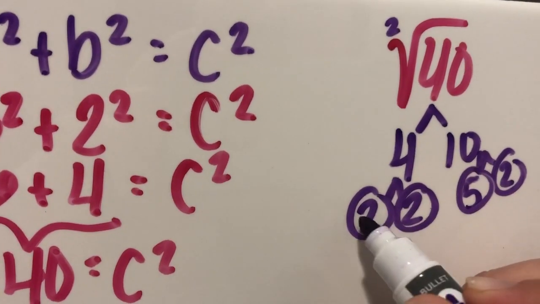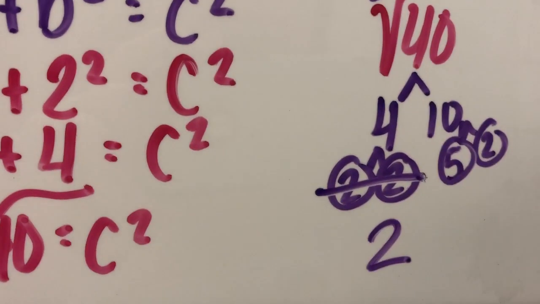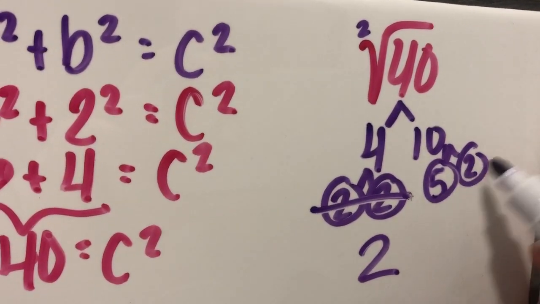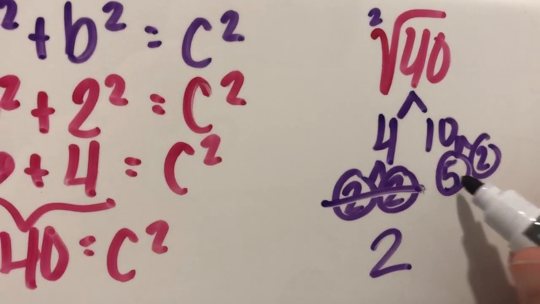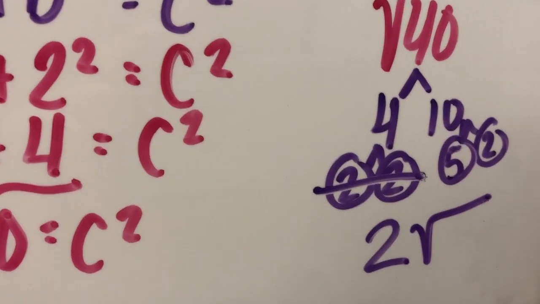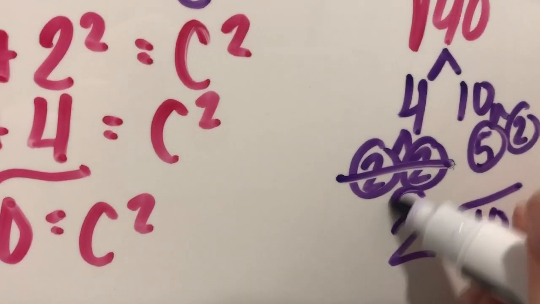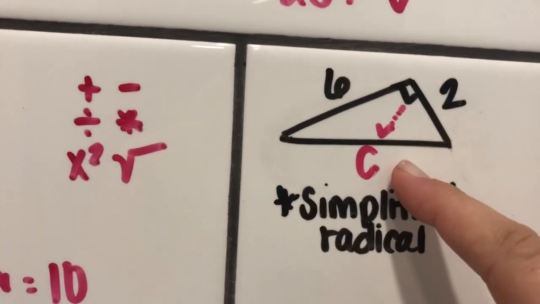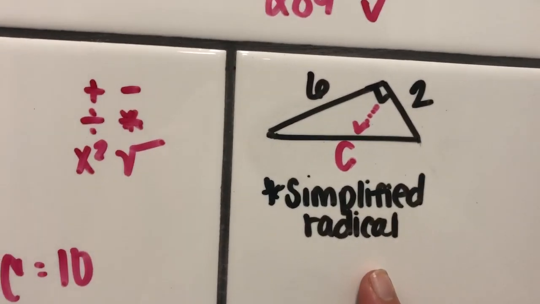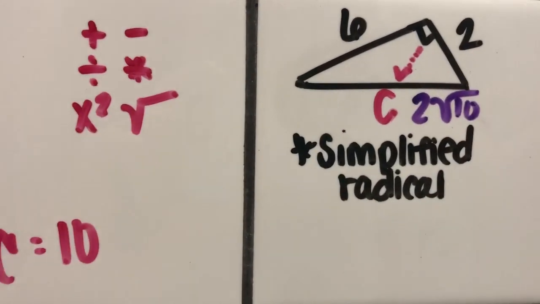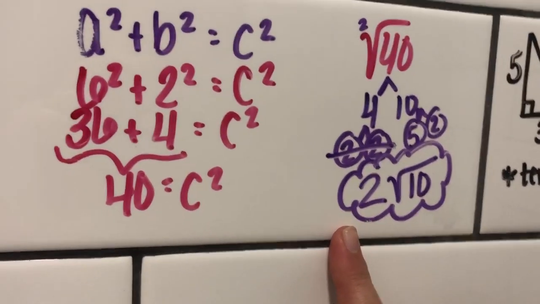I need pairs of 2. I need friends to play outside. So I have a 2 that can come outside. I have a 5 and a 2 left. They don't have a friend. They're not playing outside. They're going to stay under the radical and multiply. 5 times 2 is 10. So my answer, my hypotenuse of this triangle, given in the form that the directions are looking for, is 2 root 10. And we would be done. Same process, just a little bit of extra work at the end.